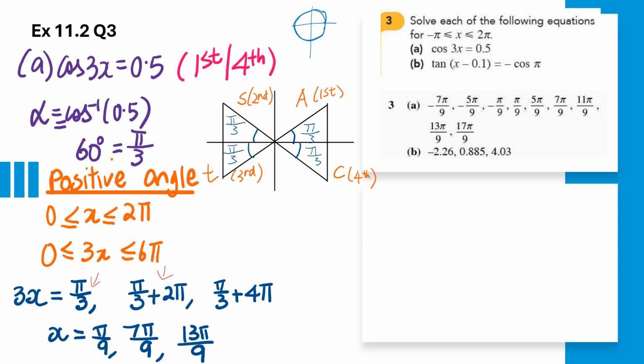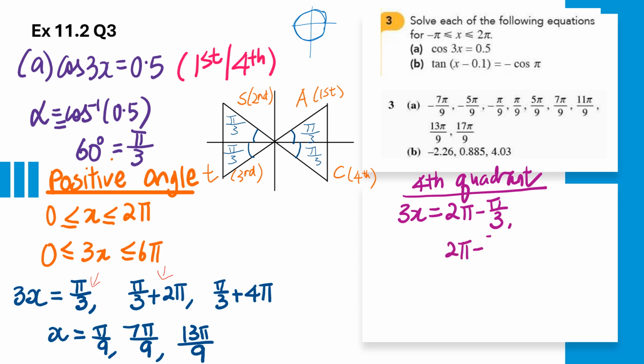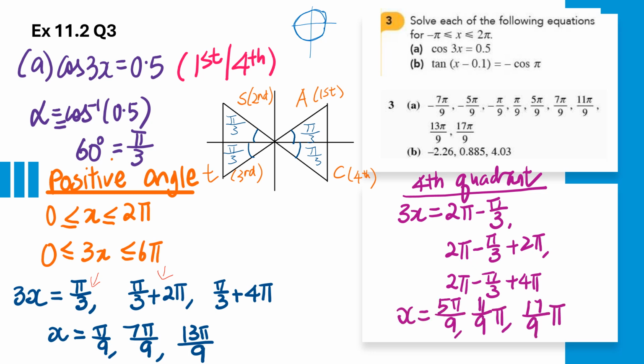Okay, let's look at the answer now for the fourth quadrant. So the fourth quadrant will be 2 pi minus pi over 3. That is one round, right? Second round will be adding 2 pi to the original answer, and then one more round, 4 pi to the original answer, and then finally use your calculator to get the final answer.